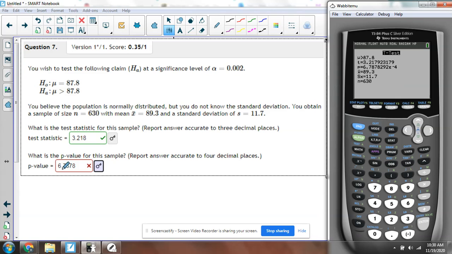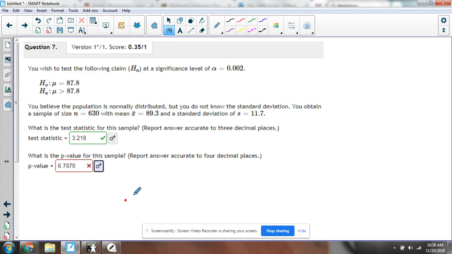You'll notice you have the same thing here, except there's that e to the -4. Move the decimal place over 4 places. So this is going to be 0.000678. Four decimal places would be this one, so round it up to 0.0007. You just missed the e to the -4.